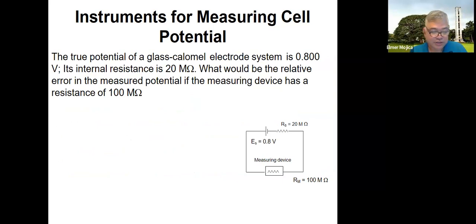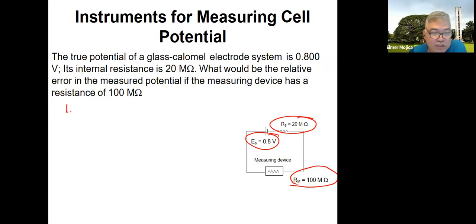So for instance here, the true potential of the glass calomel electrode system is 0.8 volts, and its internal resistance is 20 megaohms. So what would be the relative error in the potential if the measuring device has 100 megaohms? If you look at the chart here, this is how it looks. The resistance of this, the potential of this, and then your measuring device has a potential of this one.